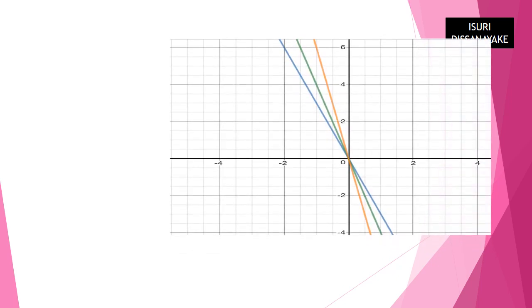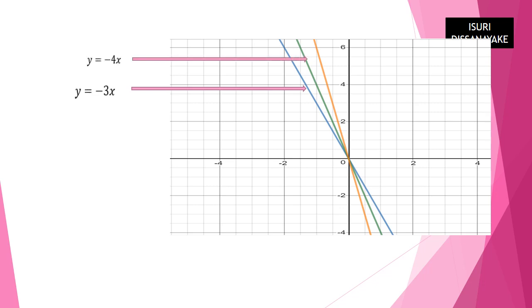So what I have done in this, I have drawn all three graphs in the same coordinate plane. And I will label each graph. This is y equals minus 3x. This is y equals minus 4x. And this is y equals minus 6x.